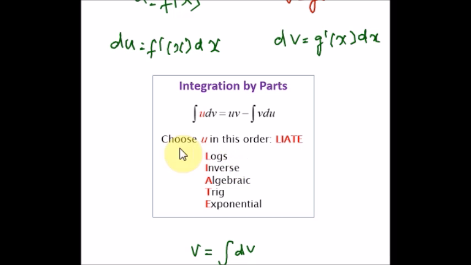So here is an order for u. You can choose u in this order. The order name is LIATE. L denotes the logs, I means inverse, A denotes algebraic, T denotes the trigonometry, and E is nothing but exponential.